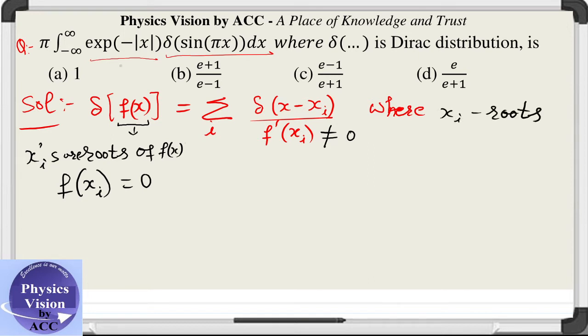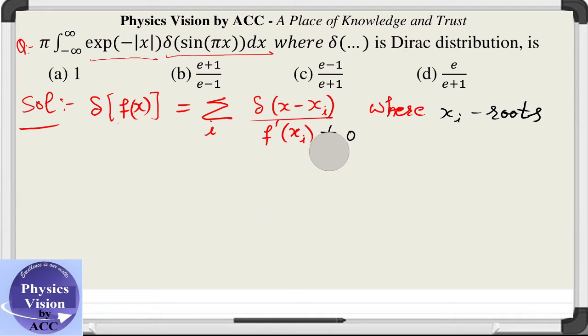Now we will make use of this property and solve it for the given function. So let's start solving this question. What will we write? The given function is delta of sine of pi x. This is the given function.